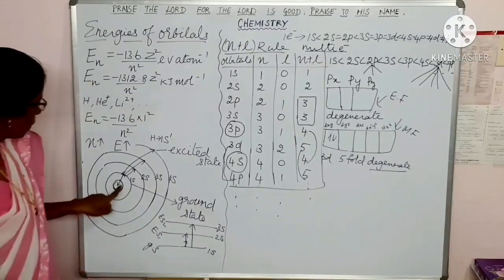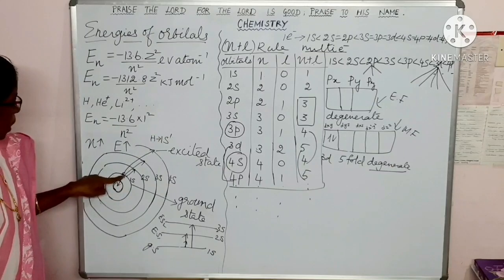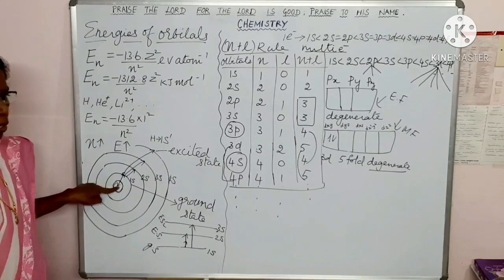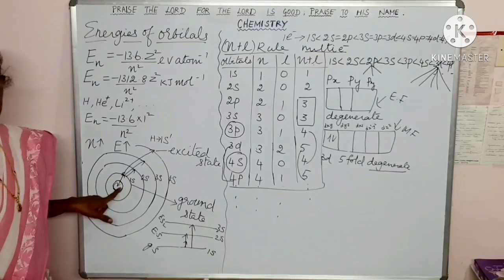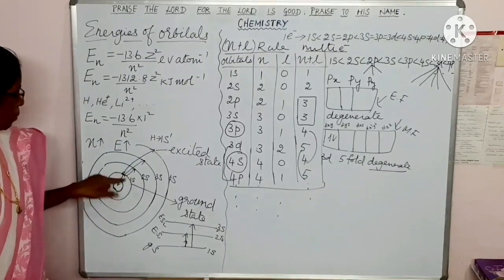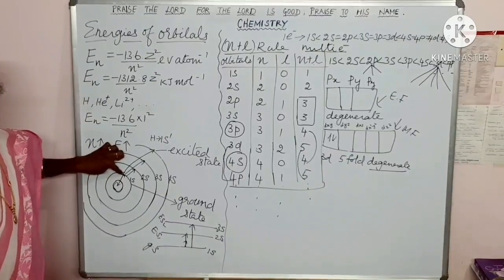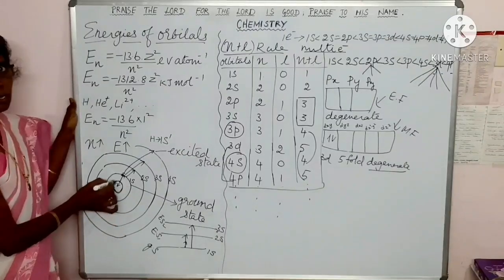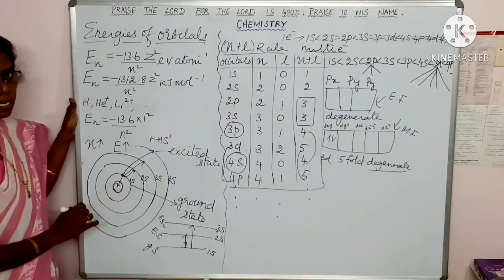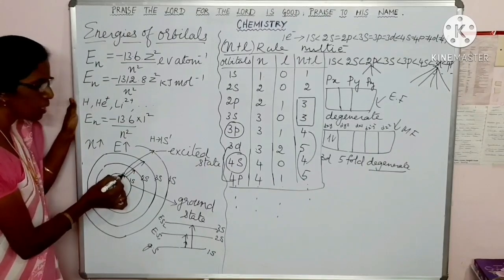So what I say? When the electron is present in the orbital, the electron will have attraction towards the nucleus. That attraction is called electrostatic force of attraction. Added to that, the electrons will have repulsive force between them. So due to that, nuclear force of attraction will decrease. So what will be the net charge experienced by this electron?